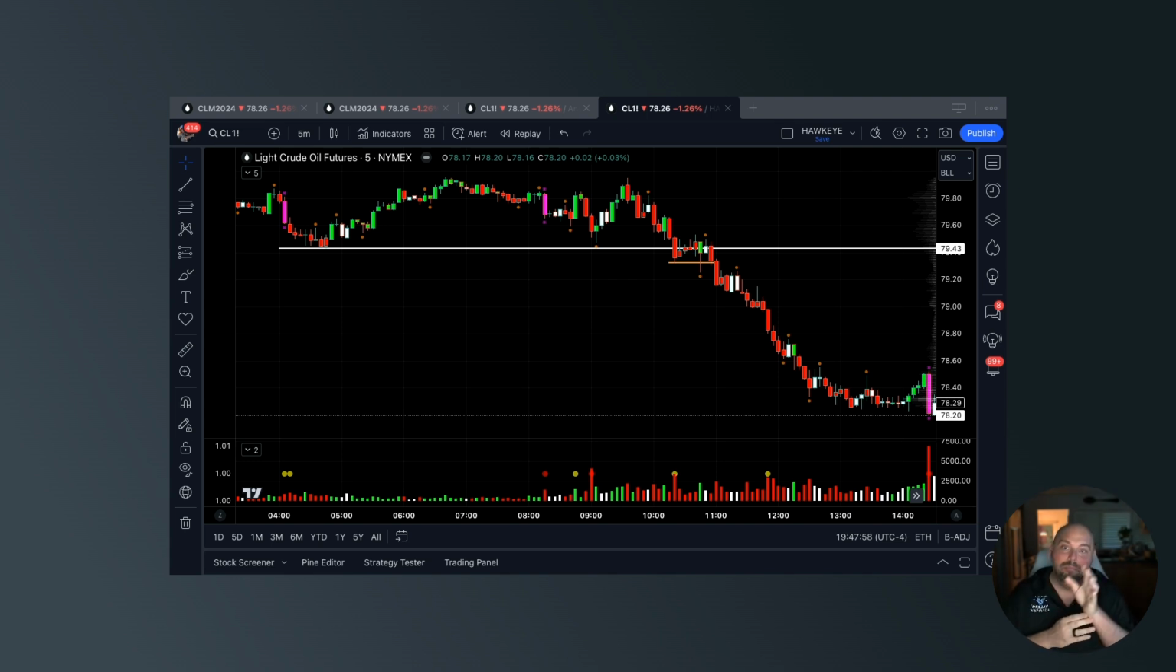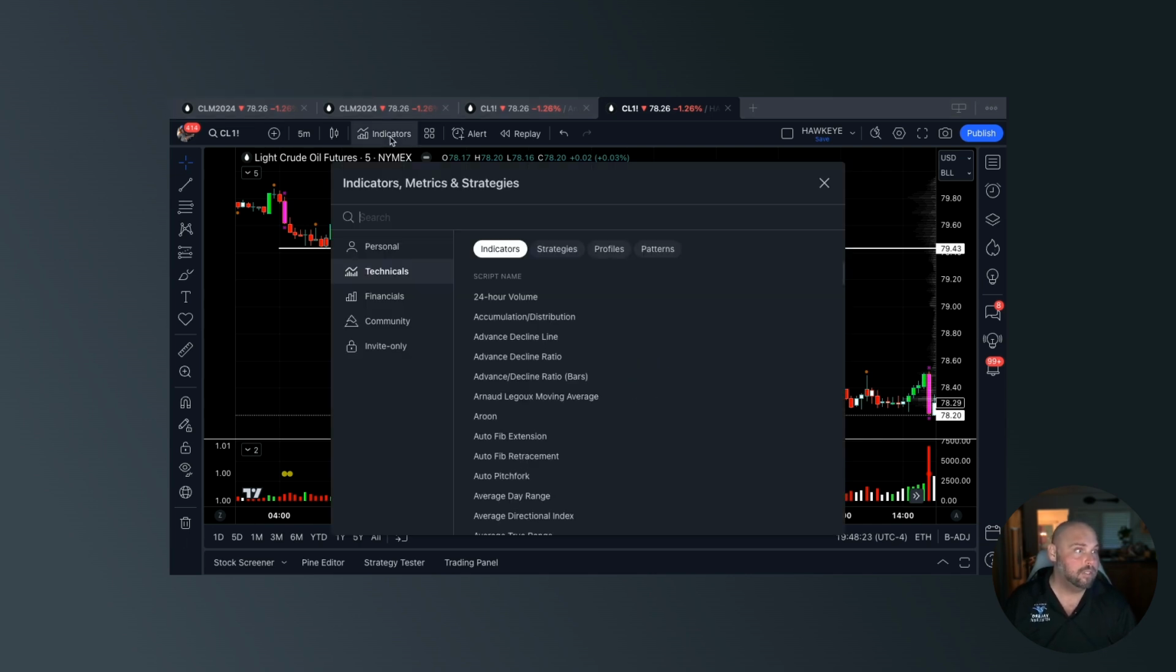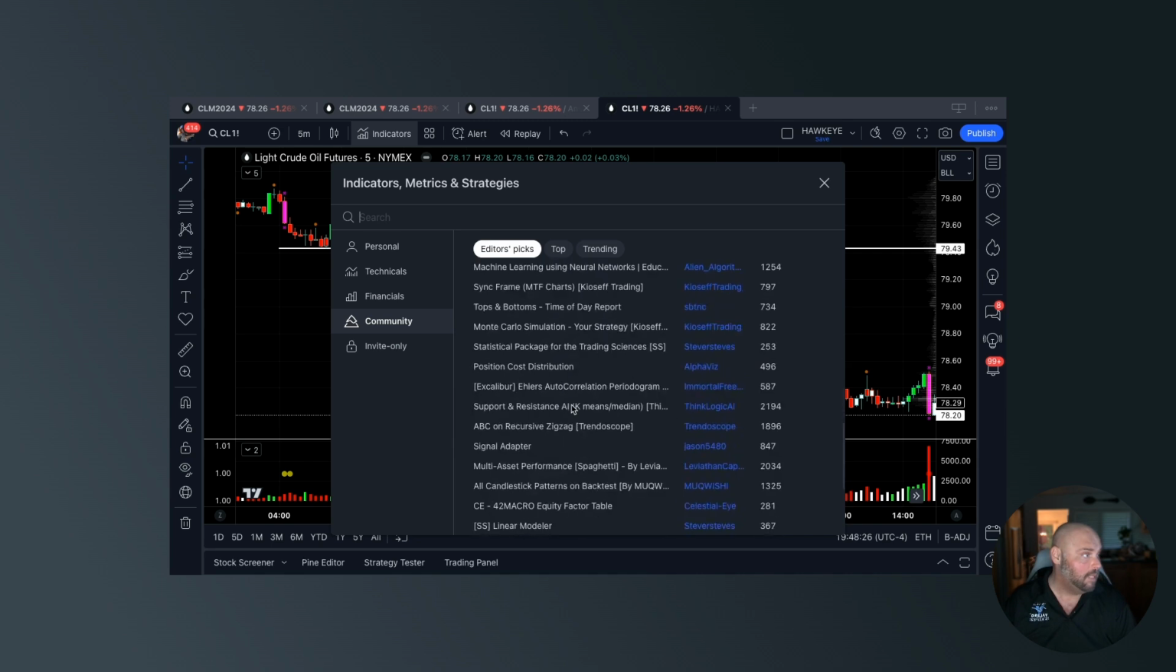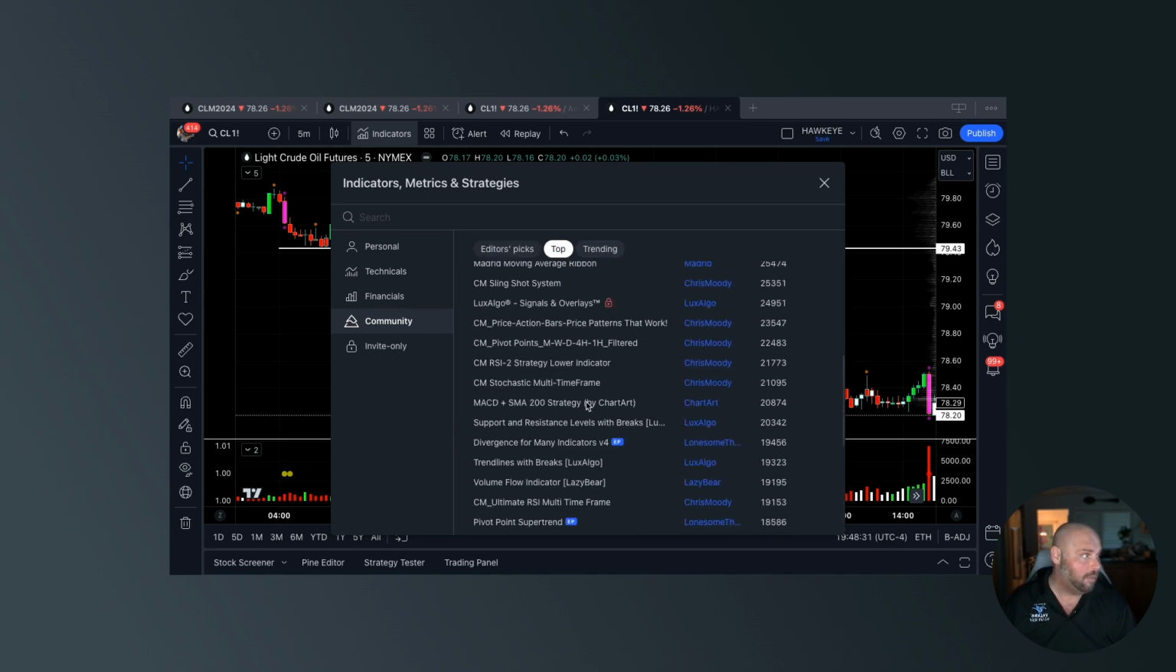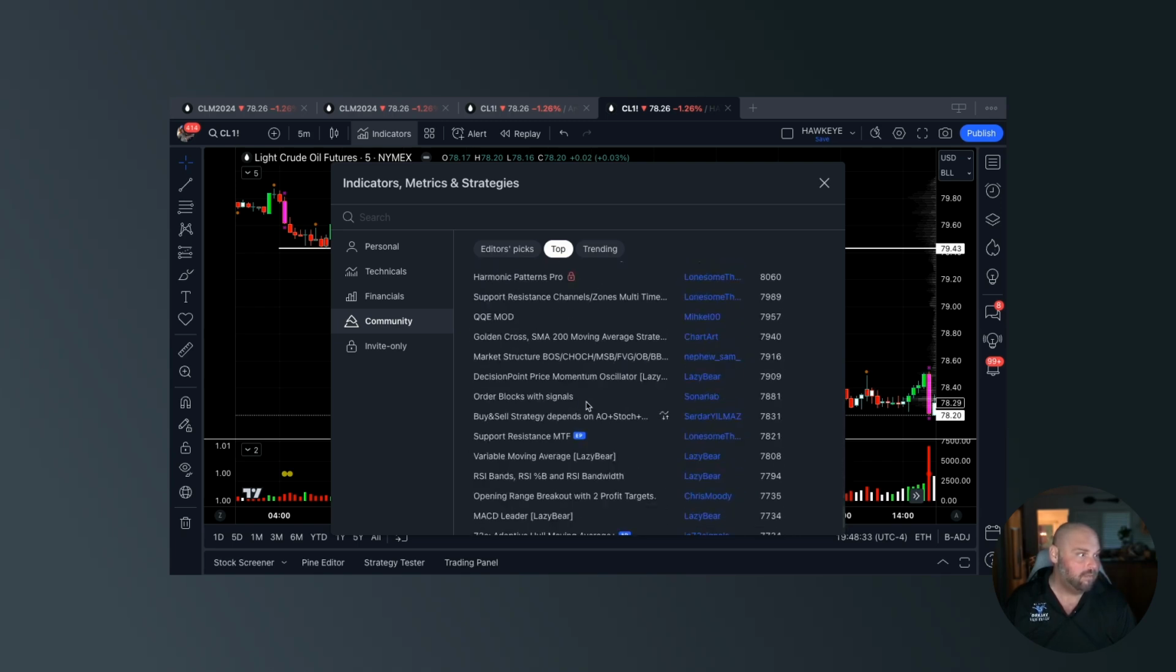I don't know how much I can stress this: your charts should be extraordinarily clean, because 99% of traditional indicators out there are not helpful. You can go to any platform. This is TradingView. If I go to the top indicators and then community, there are hundreds, and that's just editor's picks. Now I go to top, and the list never ends. So you could put lots and lots of stuff on your chart.